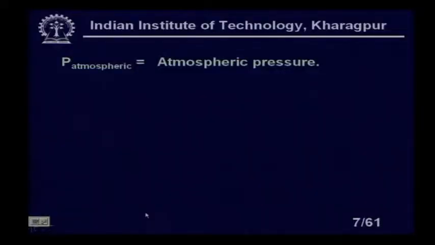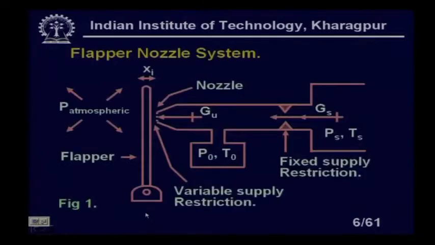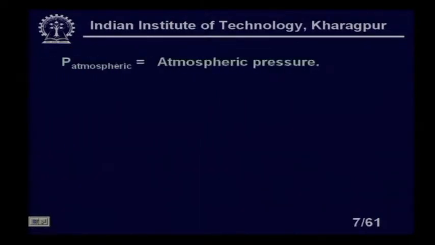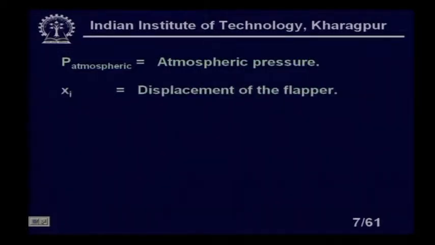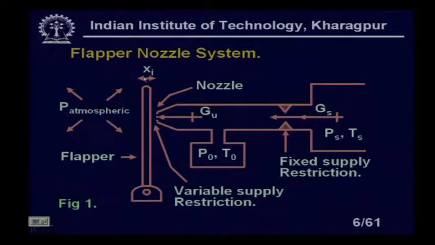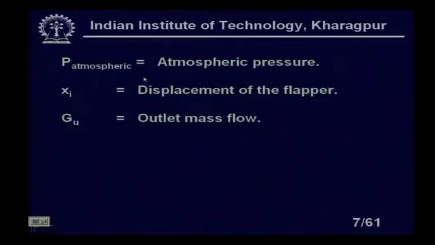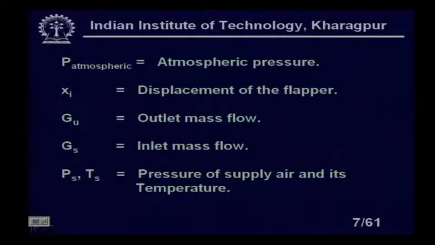Now, let us look at the notations, what the regions we are talking about. P atmospheric is the atmospheric pressure. Then xi is the displacement of the flapper. G u is the outlet mass flow, we are considering mass flow here, not volumetric flow, the mass flow of air. G s is the inlet mass flow, the inlet flow from the supply pressure. Then P s and T s are the pressure of the supply air and its temperature. Then P o is the output pressure, which also has a temperature T naught, that we have not mentioned in the region. So, it is always bleeding to the atmospheric pressure, clear?